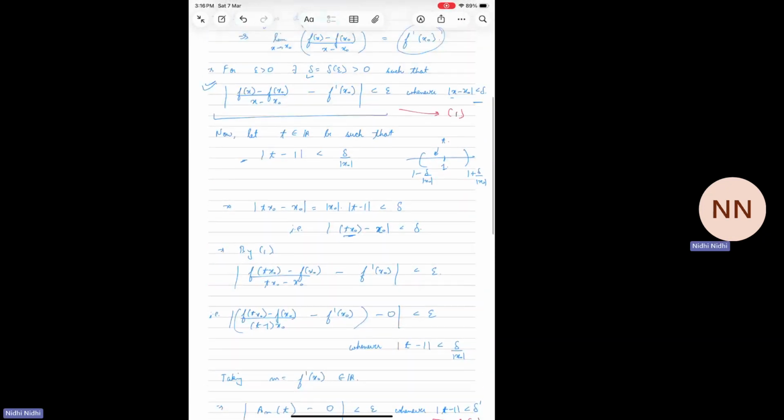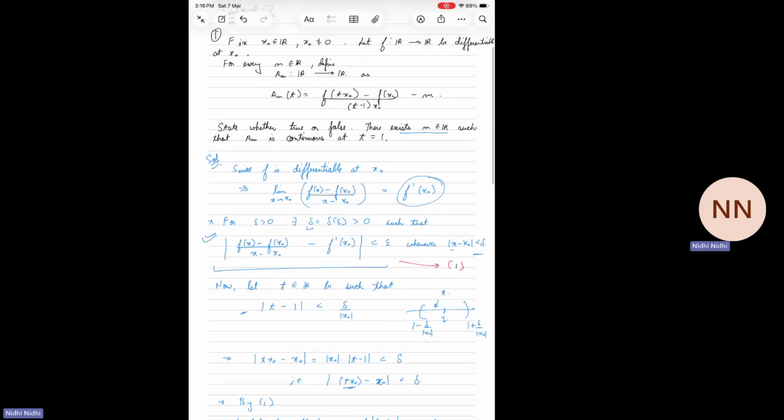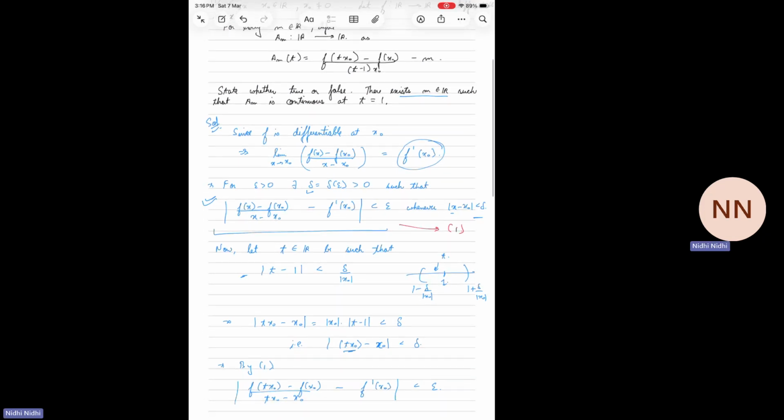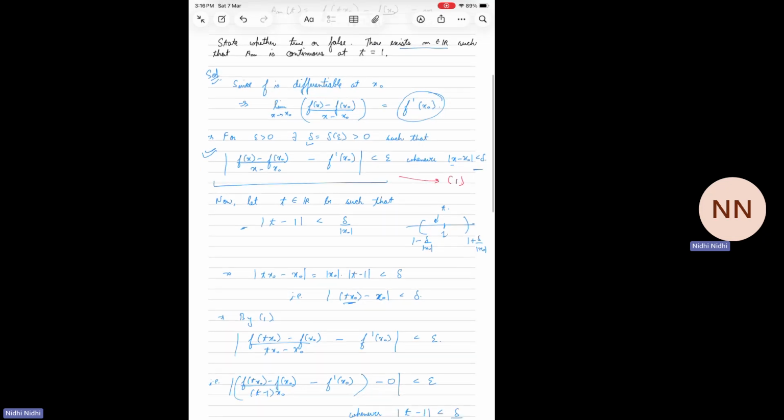I hope the solution is fine with everyone. If you have any doubt, you can ask. The main idea is to use the definition of differentiability of the function f in order to prove this continuity of the function A_m. So yeah, you can go through the solution once again. If you have any doubt, you can ask. I'll wait for 2 minutes.